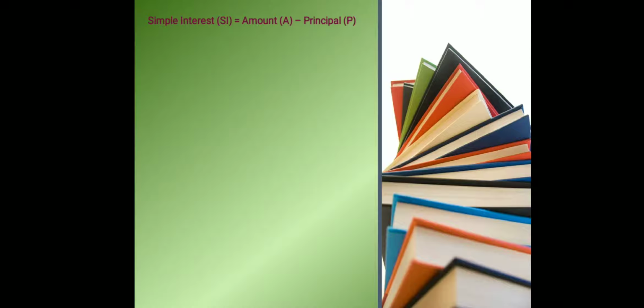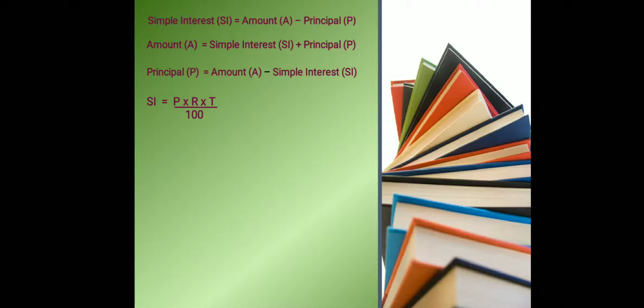Here are some formulas you should remember. Simple interest SI is equal to amount minus principal. Amount is equal to simple interest plus principal. Principal is equal to amount minus simple interest. And for finding the simple interest, the formula is SI equals P R T divided by 100. P is equal to SI multiplied by 100 divided by R into T.